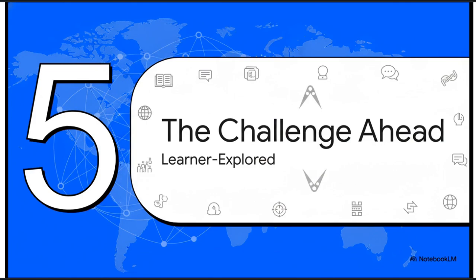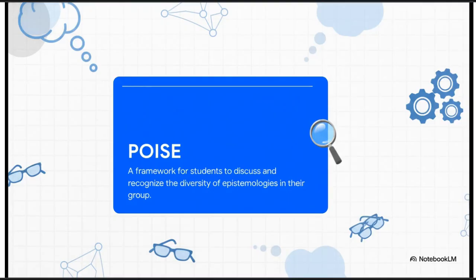So, we've talked about the instructor's role in the course materials. The final piece of this whole puzzle is about empowering the students themselves. It's about shifting our mindset from a model where the teacher has to manage all this diversity to one where the learners get to explore it together. And for that, Dr. Atkinson developed a really practical framework called POISE. It's essentially a set of structured questions that faculty can use to help their students actually see and understand the different epistemologies, all those different blue-tinted glasses that are right there in the room with them.